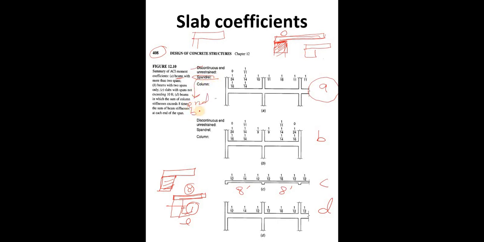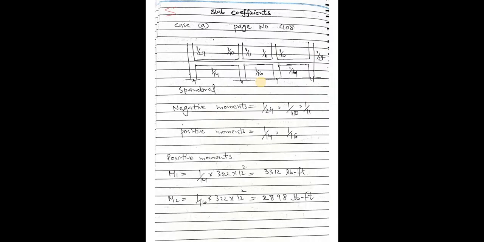So we have to use these 1, 2, 3, 4, 5, 6. I just write here: 1/24, 14, 10, and the top means negative moment and the bottom means positive moment. I hope you have a concept of positive moment and negative moment.